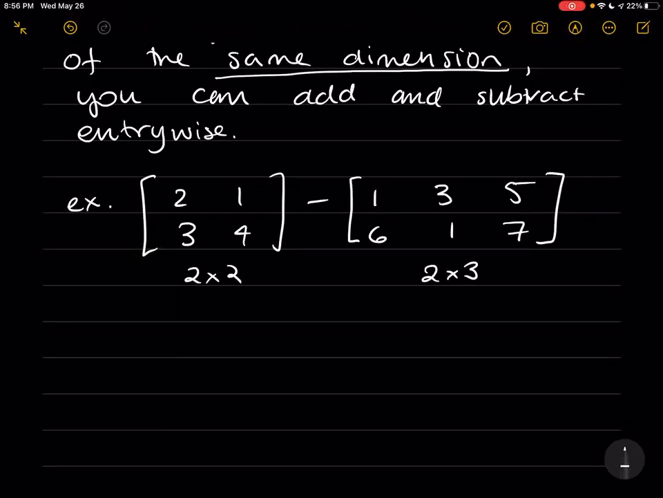Okay, so this doesn't make sense. It's impossible. Okay, they're not the same dimension. But if they are the same dimension, we can add and subtract entry-wise.